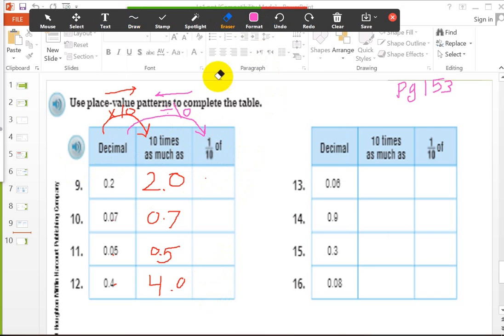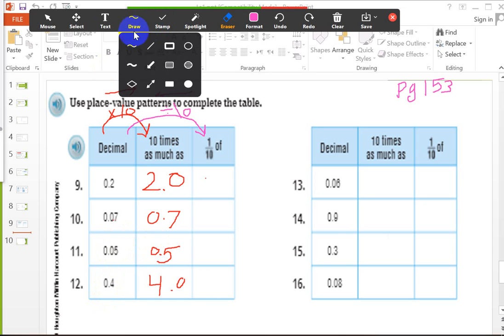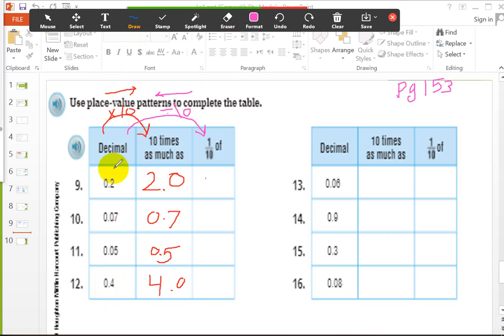Now, let's find 1 over 10. 1 over 10 means I have to divide the number by 10. That means I have to move the decimal point to the left side, one digit. Let's do it. This one, if you move this decimal point, it will be right here. So it will be 0.02. Excellent. Move this point to the left. It will be right here. So it will be 0.007, 7 thousandths.